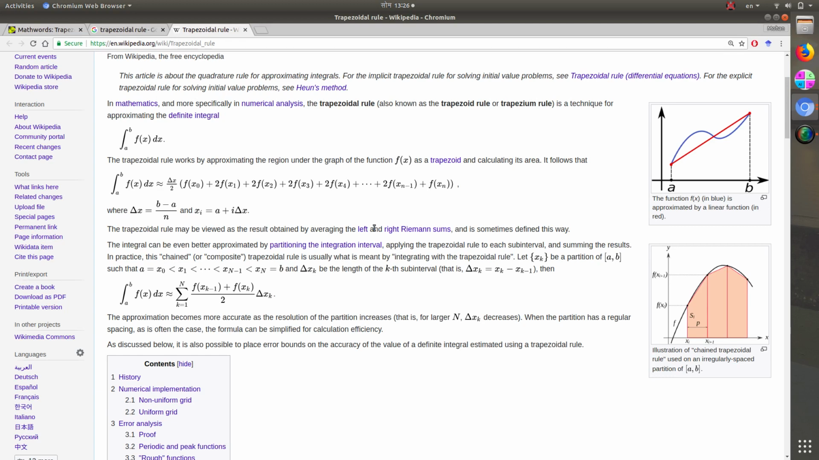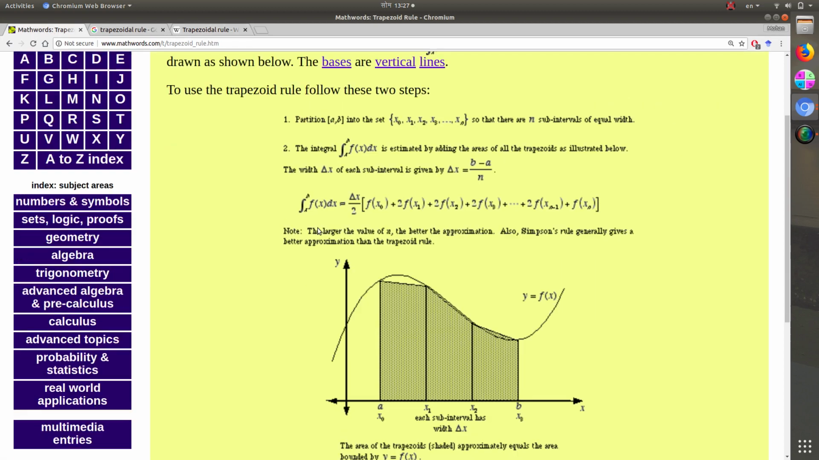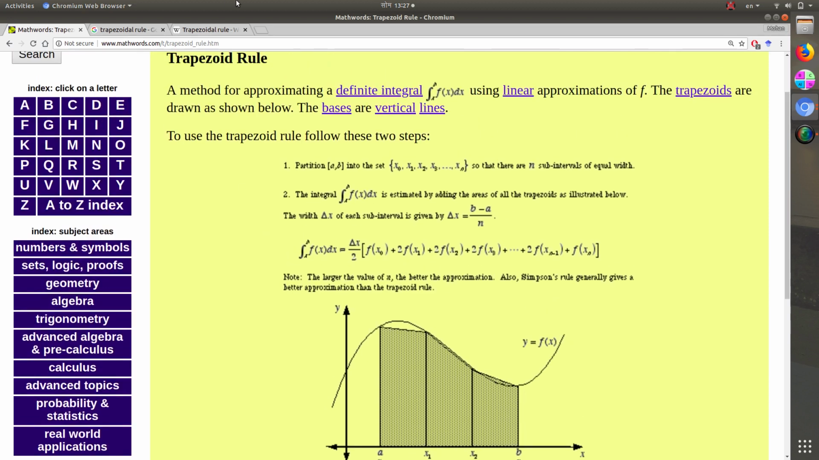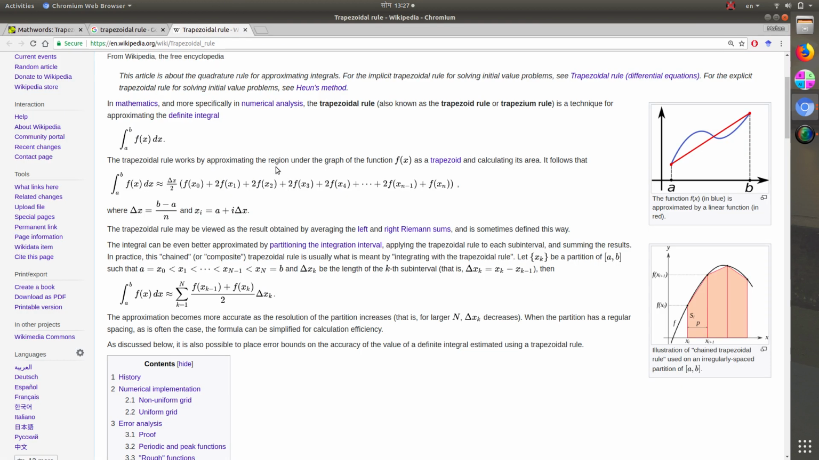In this tutorial I will be explaining the integration of a function by using the trapezoidal rule. We will integrate f of x on the interval a to b using the trapezoidal rule. Actually I have taken this formula from Wikipedia, but trust me, this is the right formula as I have here as well. But to be more clear, it is better to see this formula from Wikipedia.